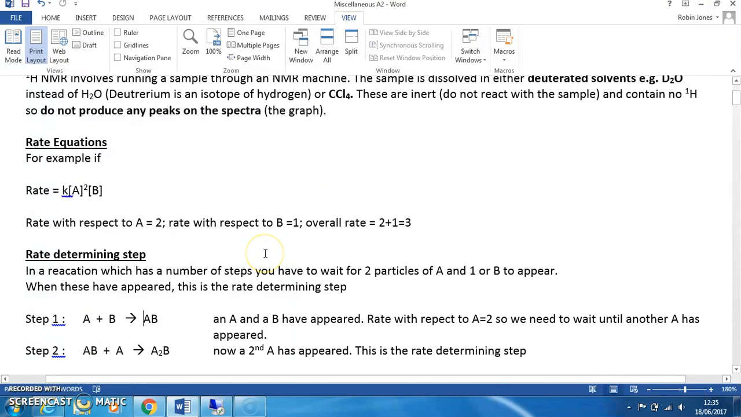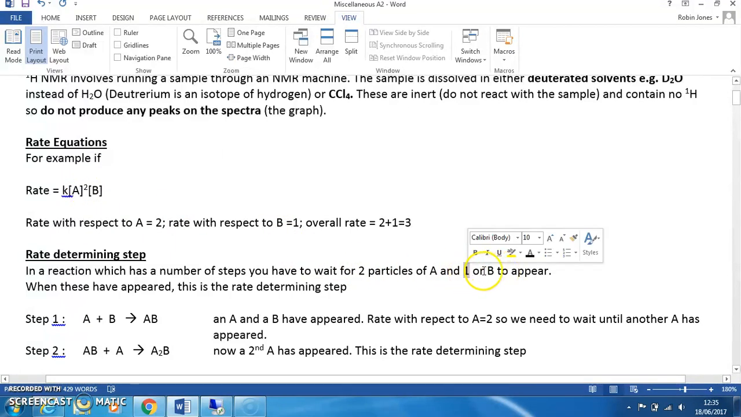For the rate determining step, in a reaction which has a number of steps, you have to wait for 2 particles of A, because the order with respect to A is 2. You have to wait for 2 particles of A and 1 of B to appear. So 2 particles of A because the order with respect to A is 2, and 1 of B because the order with respect to B is 1.